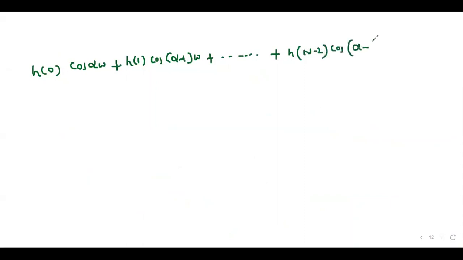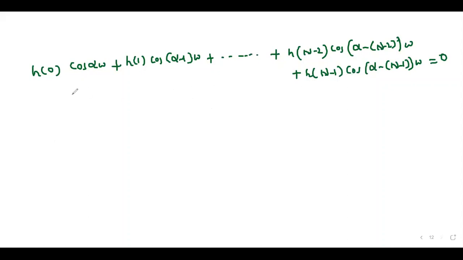Now we will expand this and we'll find the conditions. So expansion will give me h of 0 into cos alpha omega plus h of 1 into cos of alpha minus 1 omega plus and so on, plus h of n minus 2 into cos of alpha minus of n minus 2 into omega plus h of n minus 1 into cos of alpha minus of n minus 1 into omega, okay, is equal to 0.